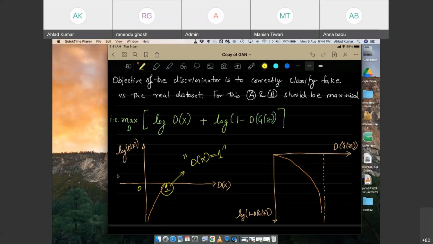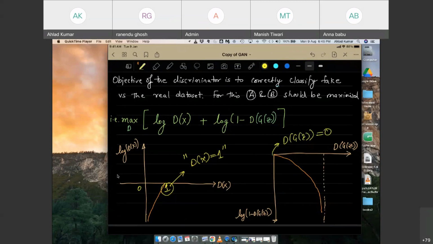Similarly, if you look at the other side, that is log of 1 minus D of G of z, this curve looks like this. Again, if you want to find the maximum of this curve, you can see the maximum value will be this one. This is the maximum value. And at this point, what is the answer? Our answer is D of G of z equal to 0.